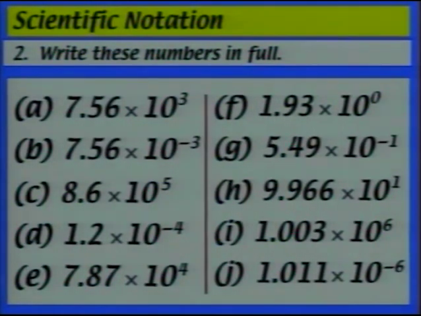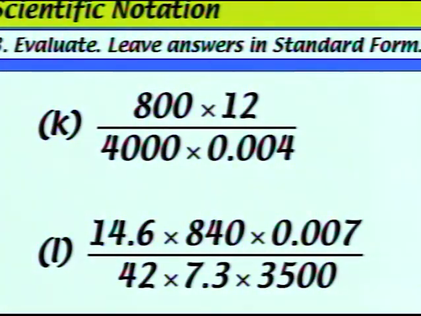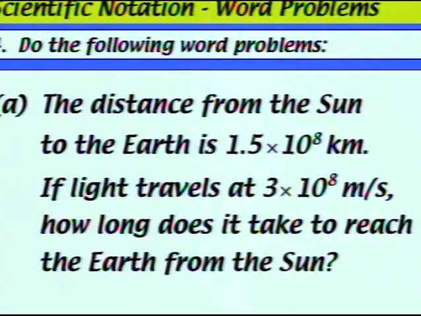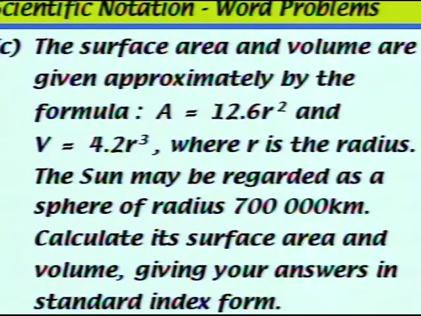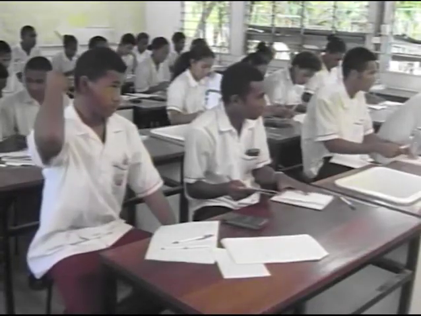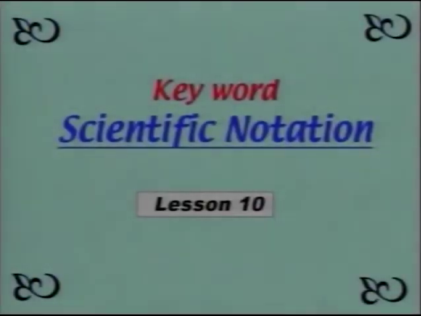correct. All right, then for homework, on your worksheet where it says exercise C, evaluate, leave your answer in standard form. Okay, you are going to do the odd numbers only, and then there are 4 questions at the back. They are word problems. All right, the key word is scientific notation.